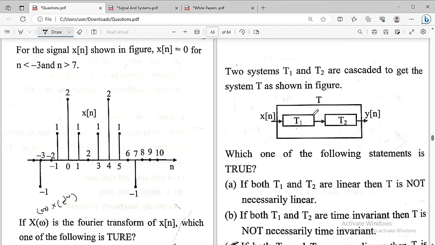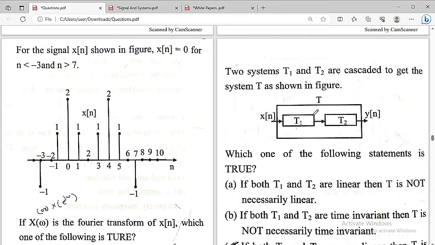See the question here. The question says that two systems T1 and T2 are cascaded to get the system T as shown in the figure. So listen carefully. As you can see clearly, there are two systems, T1 and T2. They are cascaded in order to get the overall system T. Therefore, the input is x of n and the output is y of n.